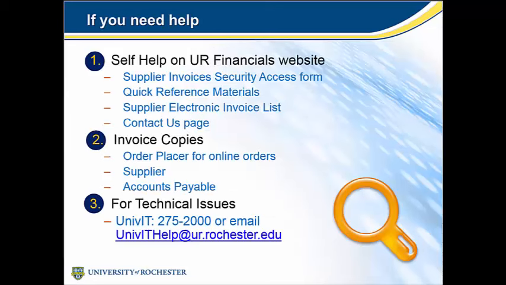Self-help resources such as the request form, quick reference cards, and the supplier electronic invoice list are available for reference at any time on the UR Financials website. You can also find the Contact Us page if you need any further clarification on retrieving invoice documentation. If you need an invoice copy and there is no UR Financials document link or attachment, contact the order placer for online orders or the supplier directly. If you don't get what you need from any of these options, then you can also ask Accounts Payable for assistance in getting a copy of the invoice from the supplier.